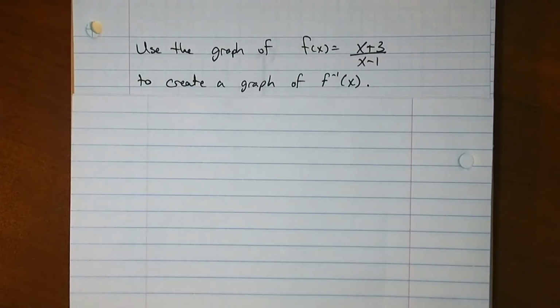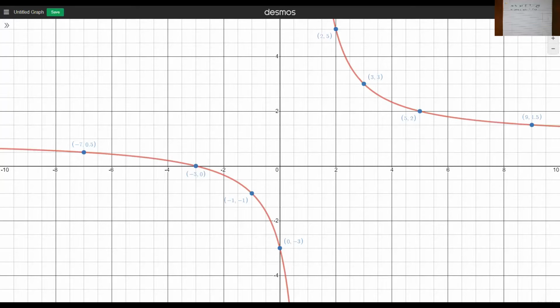Okay, so here is the first problem that we're going to do. We're going to use the graph of f of x to create the graph of its inverse. Now in this video, I'm going to show you the graph and some points on the graph, and then we'll talk about how to use that. Since I already have the graph made, you don't have to worry about trying to create it, but you probably will want to copy it into your notes. So let me share with you the graph so that you can see what it looks like.